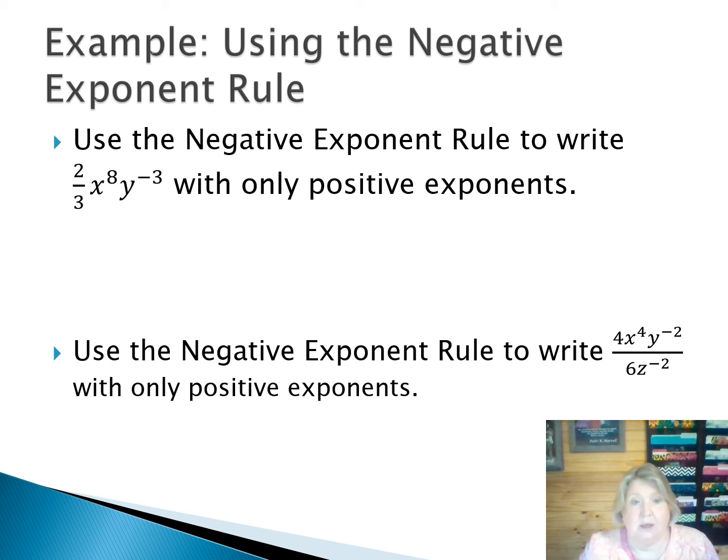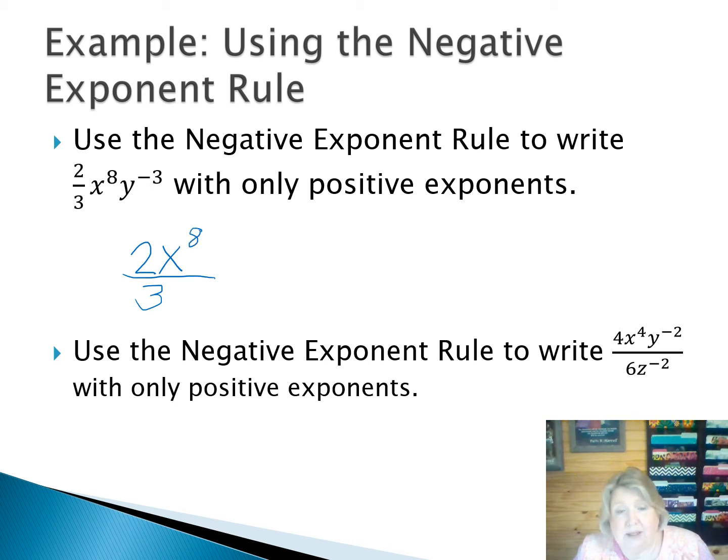Okay, so 2/3 x to the 8th, y to the negative 3rd. Don't do anything weird with this, guys. You've got a fraction. 2 is in the numerator, 3 is in the denominator. Leave it like that. Please don't write 2/3 in the numerator because you're not allowed to have a fraction inside a fraction. Okay, but then x is positive 8, and he's in the numerator, so he's going to stay.